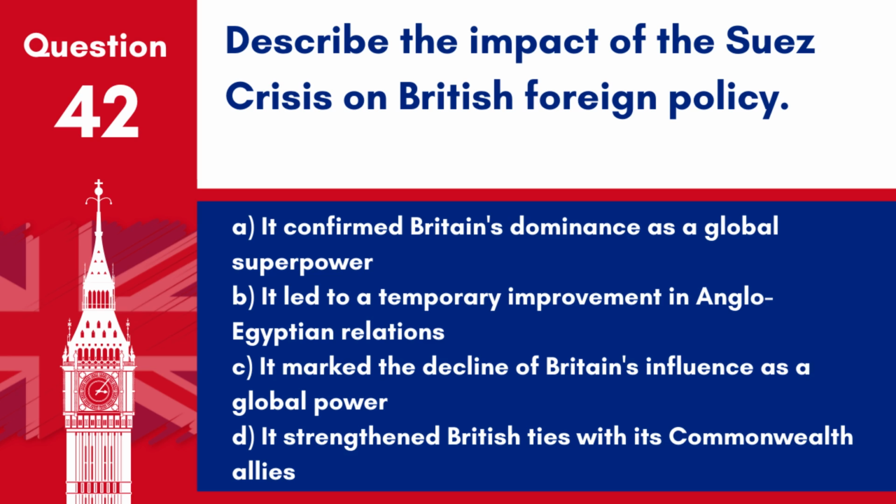Question 42. Describe the impact of the Suez Crisis on British foreign policy. A. It confirmed Britain's dominance as a global superpower. B. It led to a temporary improvement in Anglo-Egyptian relations. C. It marked the decline of Britain's influence as a global power. D. It strengthened British ties with its Commonwealth allies.